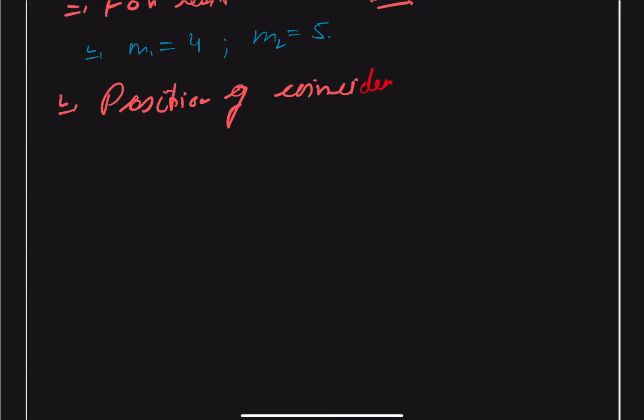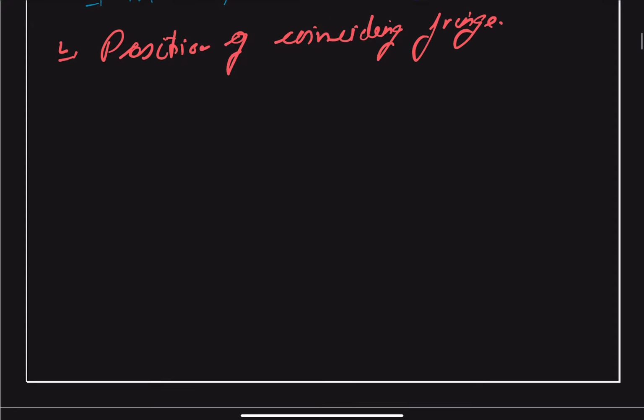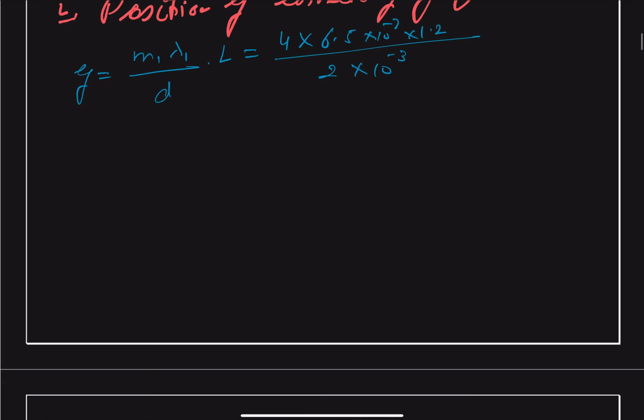Position of coinciding fringe. We can write that our y will be equal to m1 lambda 1 d multiplied by L, and we substitute the value. We get this as 4 multiplied by 6.5 into 10 to the power minus 7 and into 1.2, divided by 2 into 10 to the power minus 3, and we can say that our y will be approximately equal to 1.872 centimeters.